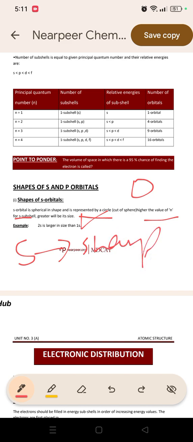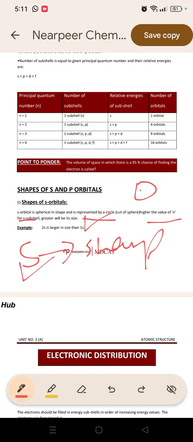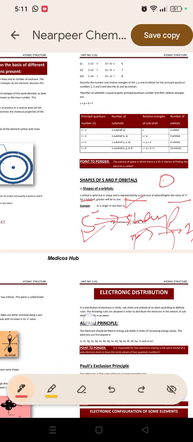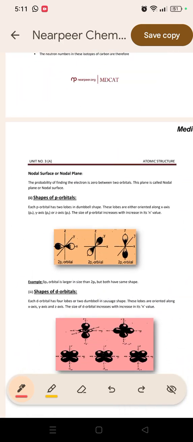In this region the probability of finding an electron is uniformly distributed; we can find the electron equally at all points. It is oriented in space symmetrically with respect to the magnetic field, because it spreads over all three axes. An example is that 2s is larger in size than 1s. Of course, the number tells us; 2s would for sure be larger than 1s. So yes, this is about s orbitals.